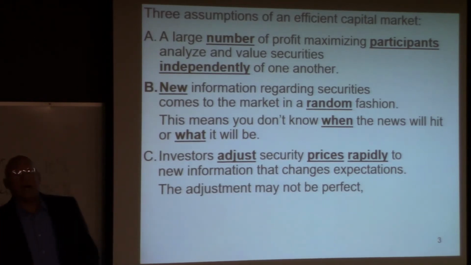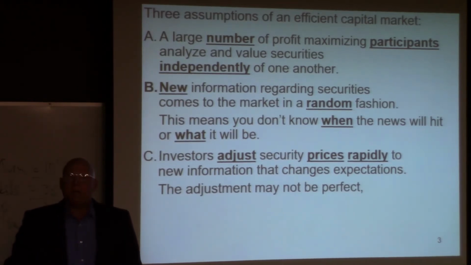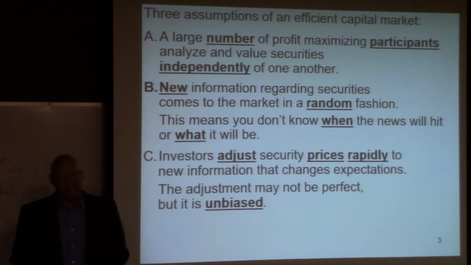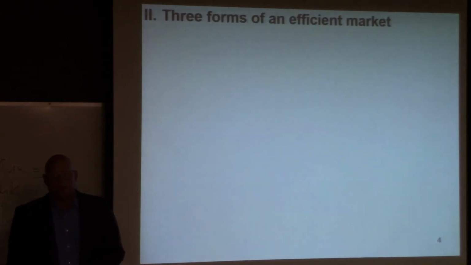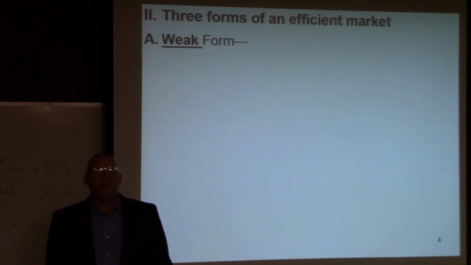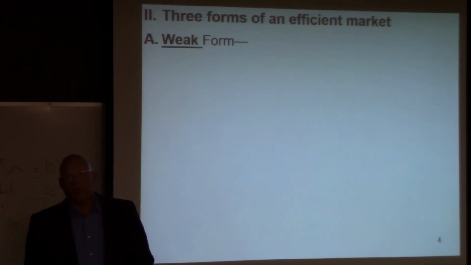The adjustments that happen to stock prices may not be perfect, they rarely are, but they are unbiased. It is our best guess. All right? So what are three forms of an efficient market? There are three forms: the weak form, the semi-strong form, and the strong form.